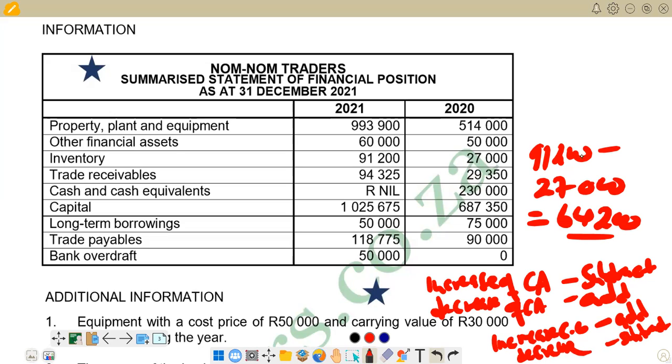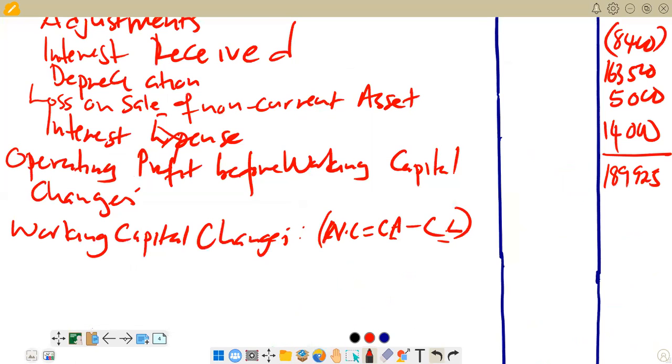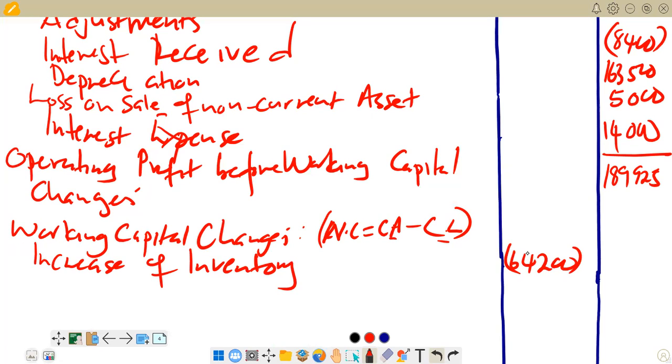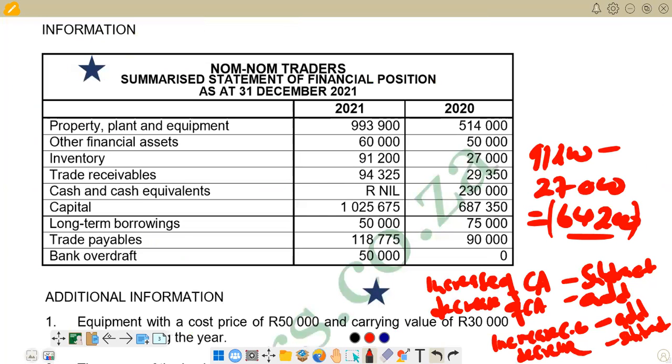So here we are saying we have got an increase, so we are going to subtract this one, 64,200. So we go to the answer section there. And then we are going to start with inventory, and this one, we said it's an increase of inventory. And we are going to put in this column, which is 64,200, and we show it as a negative. Then we go to the next one, and we go to trade and other.